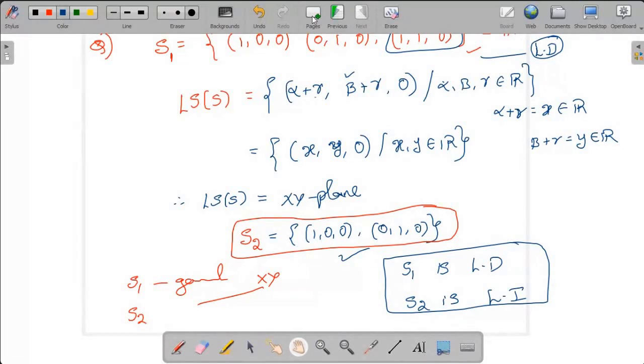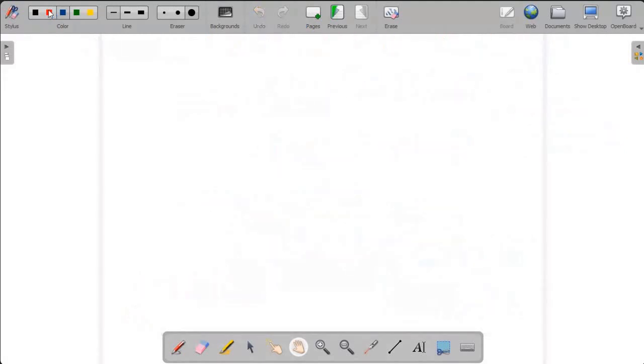Okay, now let me write the definition of basis. Basis set: a subset, let B equal to V1, V2, and so on, Vn.